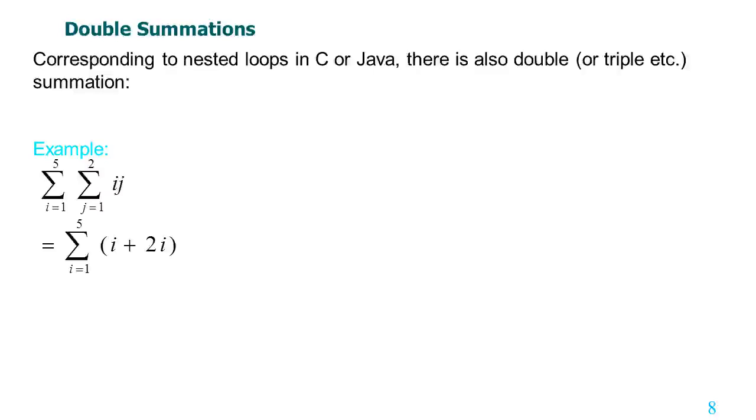There are only two terms, so i plus 2i. Now i is equal to 1 to 5. When we put it in, it becomes 3 plus 6 plus 9 plus 12 plus 15. This is equal to 45.